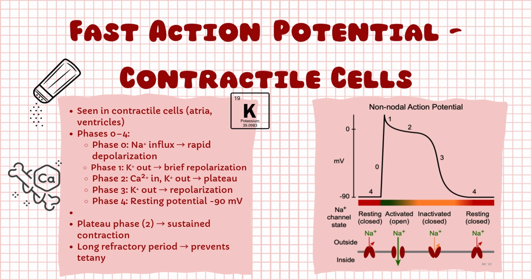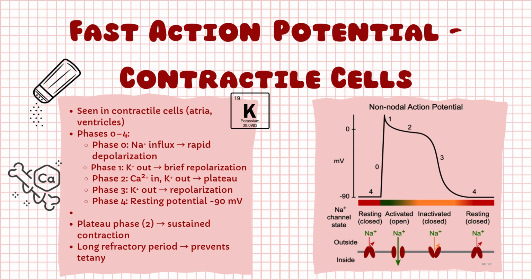Phase 1 is a brief initial repolarization. Sodium channels close, and a small amount of potassium leaks out of the cell. Phase 2 is the plateau phase, unique to cardiac muscle. Here, calcium enters the cell through L-type calcium channels, while potassium continues to leave. This balance between calcium influx and potassium efflux creates a flat, prolonged phase.